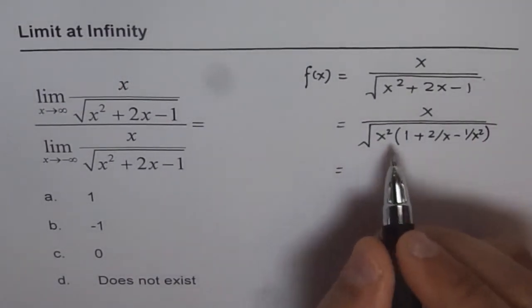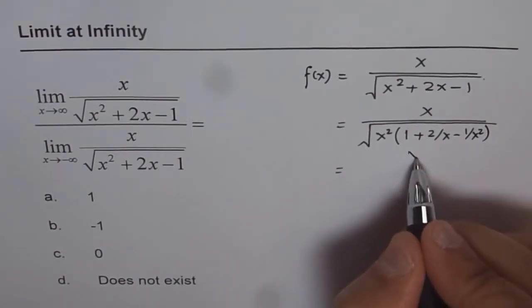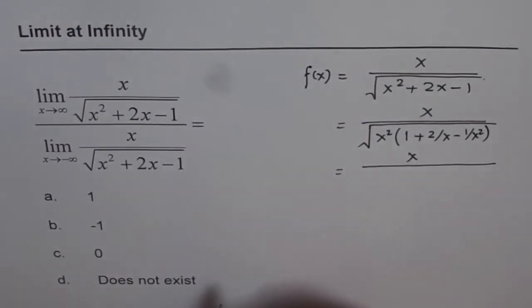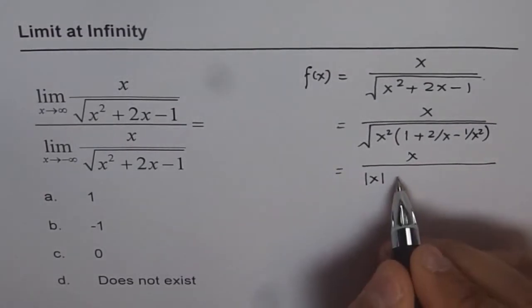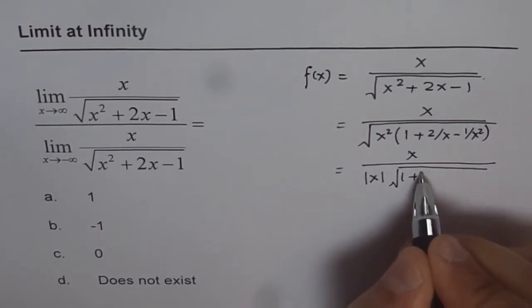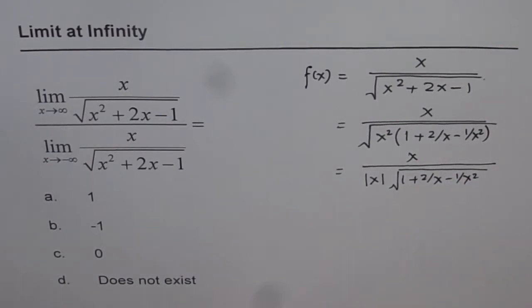Now when you factor out x squared, it can be taken out of the square root, and what is it equal to? This is a critical step. At times I've seen students making a mistake here and thereby getting a wrong answer. The square root of x squared is absolute x, that is what it is. And within the square root, we are left with 1 plus 2 over x minus 1 over x squared. So that is the function, do you see that?